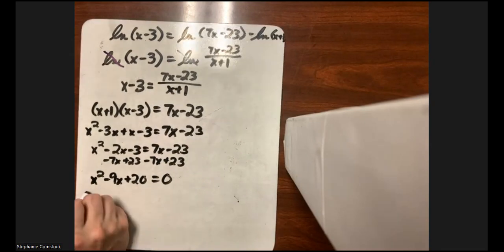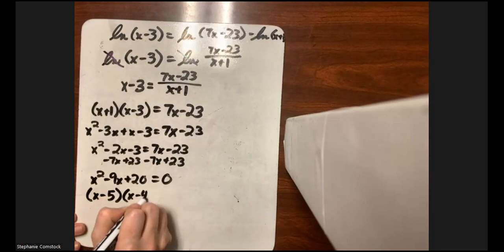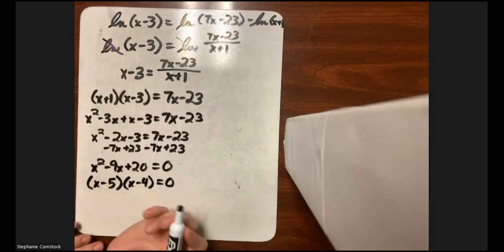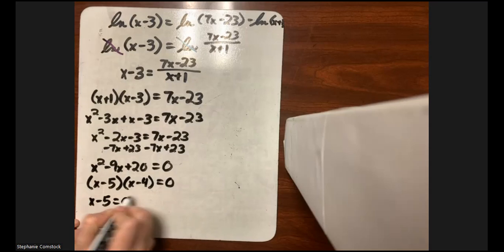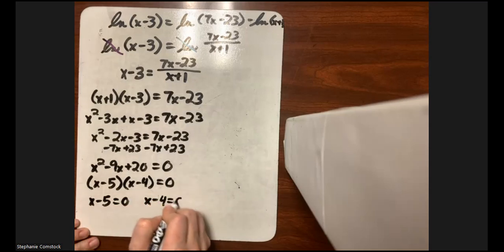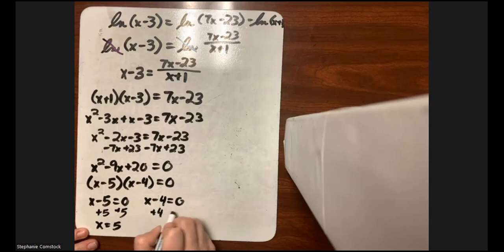I'm going to factor. And again, you can use whatever technique you like. Go back and look at section 1.5 videos to see those options and those techniques that you have. So again, I'm now going to set each piece equal to 0. So I'm going to add 5. Add the 4.